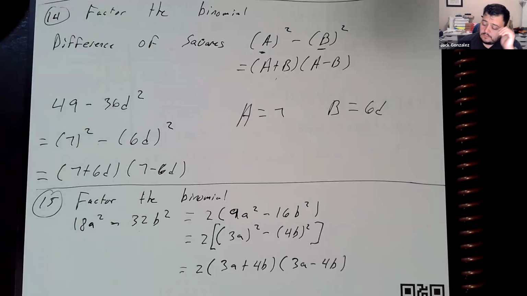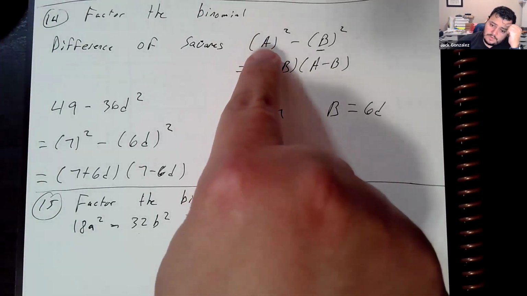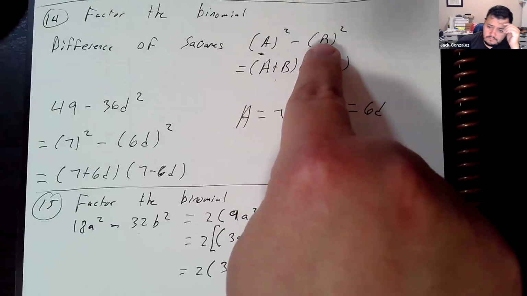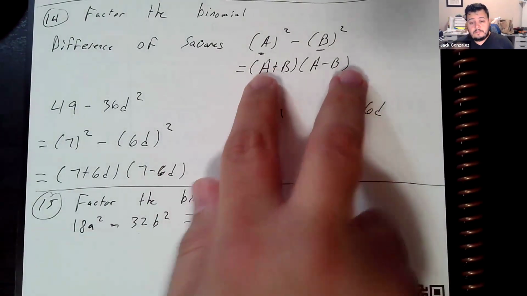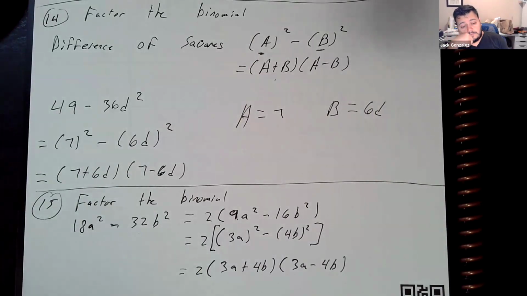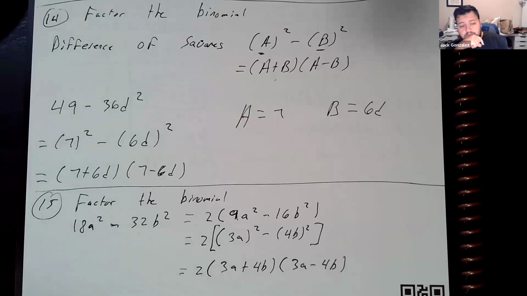So as you can see, the goal for difference of squares is to get it into some quantity squared minus something else squared. Once it's in there, apply the formula like this. That's all you're doing. Any questions on 14 and 15?